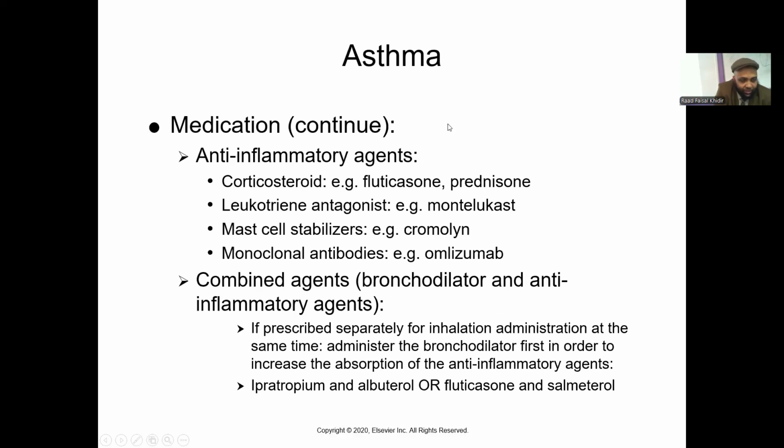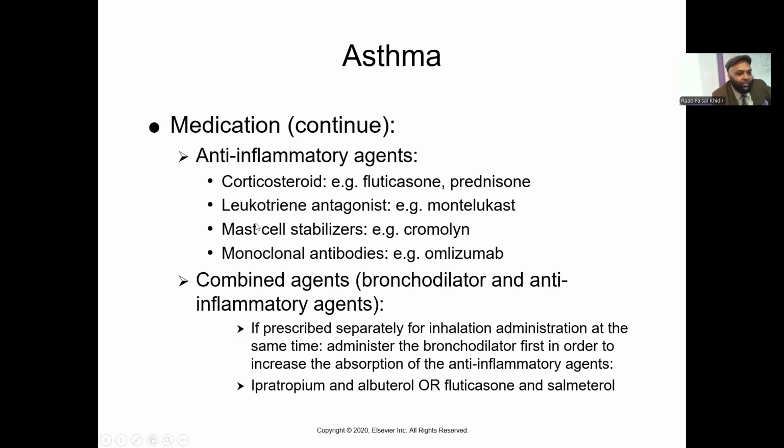Anti-inflammatory agents. Those are the corticosteroids. There's the fluticasone and the prednisone. We also use leukotriene antagonists. These are the montelukast. And those, they suppress the degranulation of the mast cells. So when mast cells degranulate, they elicit and trigger this vasospasm of the airways.